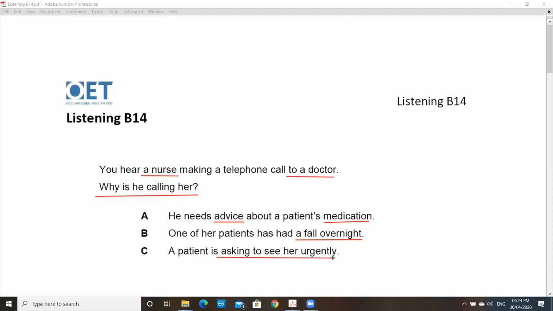So why is the nurse calling the doctor? Remember, you will hear something about fall, something about medication, and something about the patient's wish to see the doctor. You have to find out what has triggered or what has prompted the nurse to call the doctor.